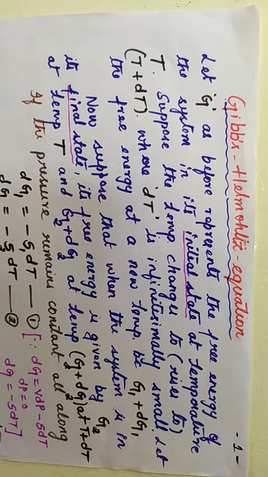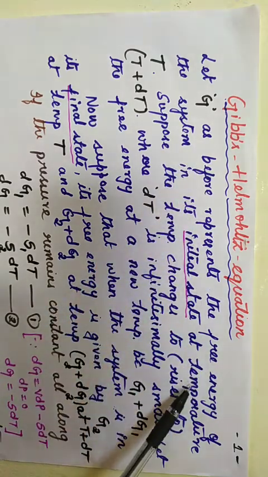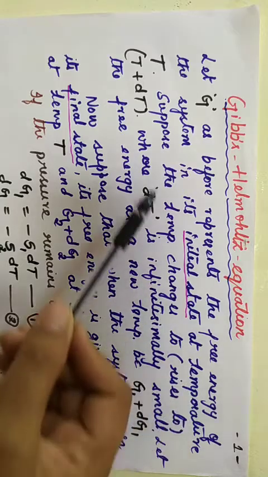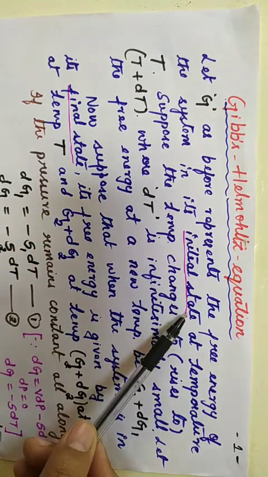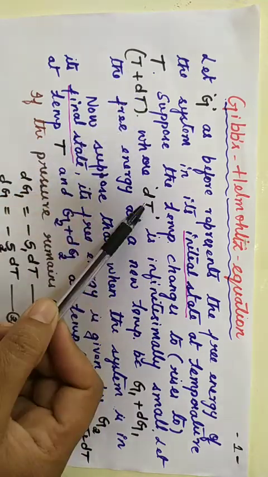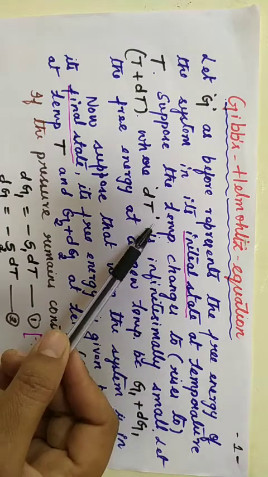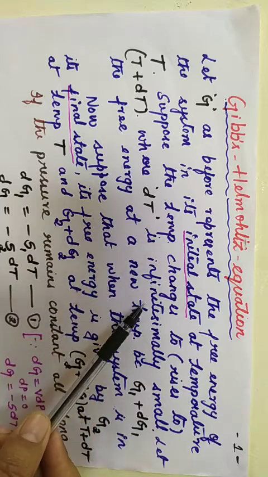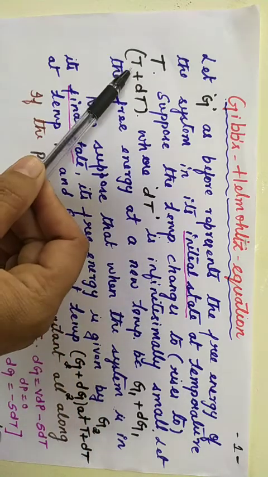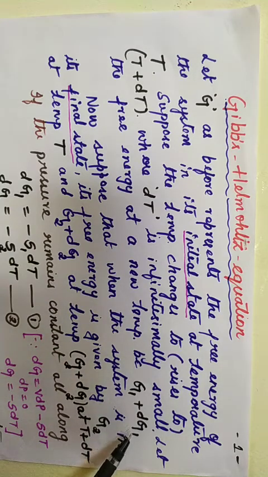Now, in this video, let us know how to derive the Gibbs-Helmholtz equation. So, let G be the free energy of the system at temperature T, that is the initial state. Now, suppose the temperature changes from T to T plus dT, where dT is an infinitesimally small change in the temperature. Then the free energy change at the new temperature, that is T plus dT, is given as G1 plus dG1.